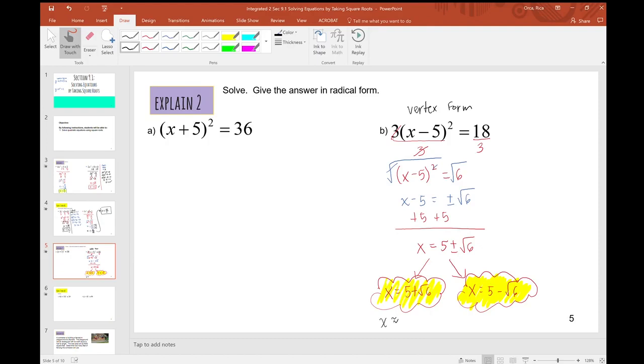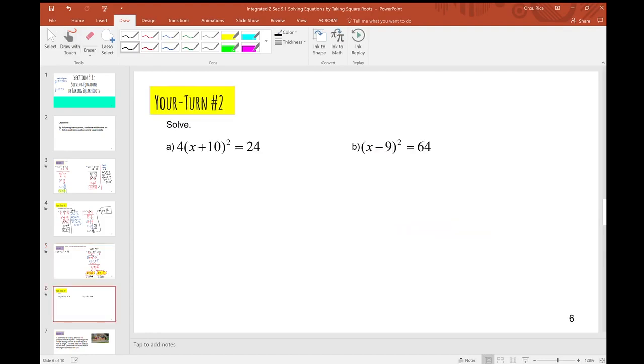So 5 plus radical 6, if you type that into your calculator, you get approximately 7.449. So if you type in 5 minus radical 6, that's approximately 2.551.